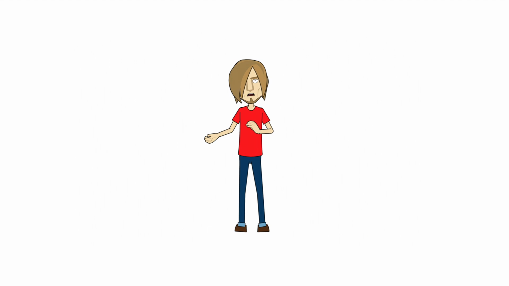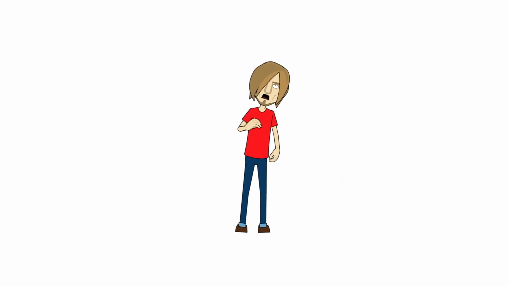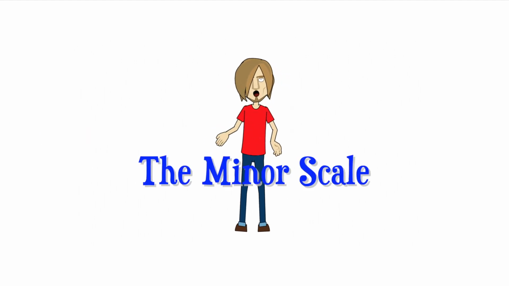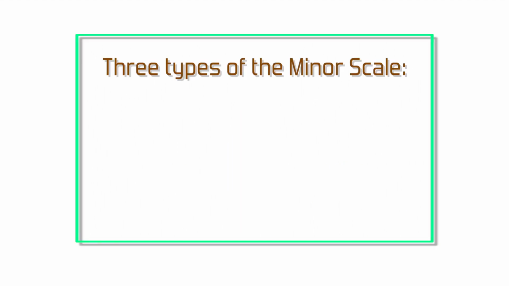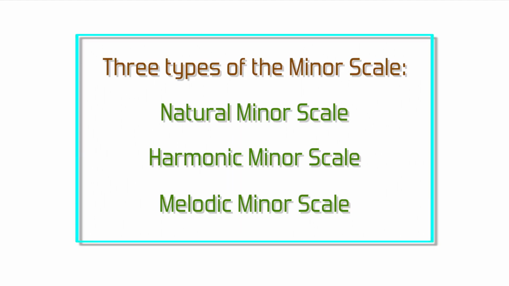Last time, we had learned about the major scale. Now, I would like to talk with you about the minor scale. There are three types of the minor scale, and we're gonna take a look at them one by one.